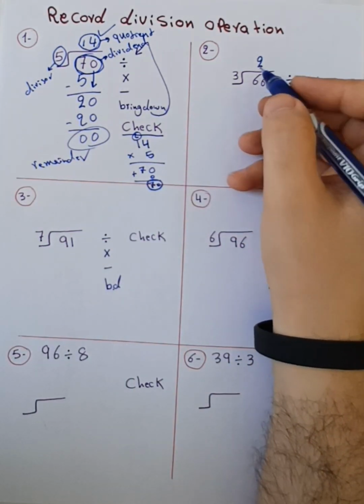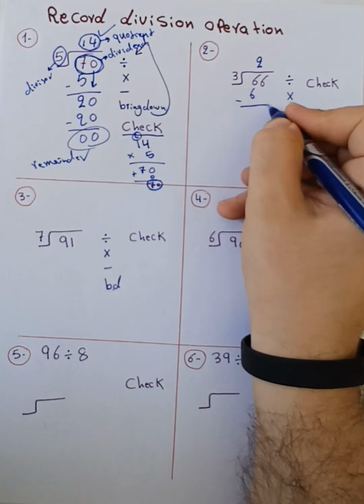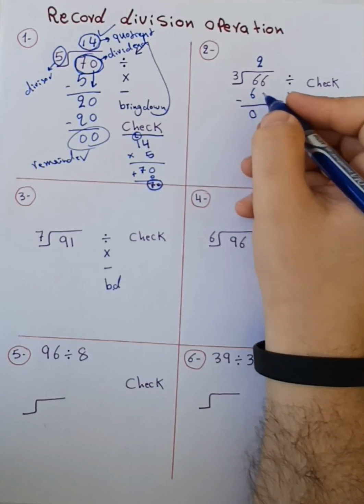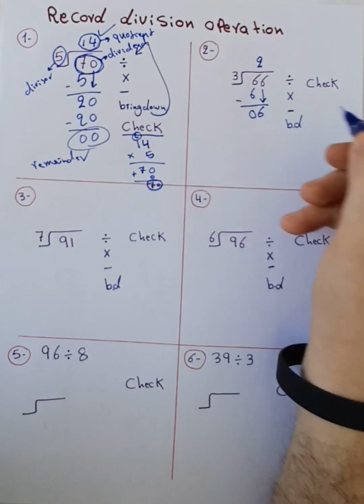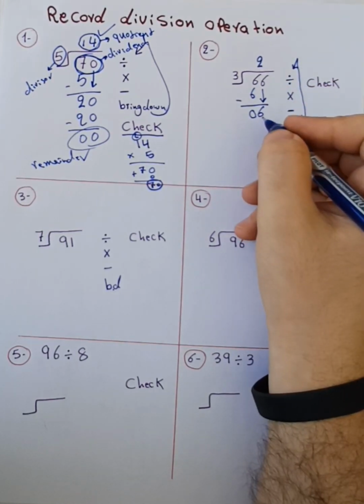After divide, you have multiply. 2 times 3 is 6. After multiply, you have subtract. 6 minus 6 is 0. After subtract, we have bring down. We have to bring down 6. After bring down, you have to go back to the first step, divide.